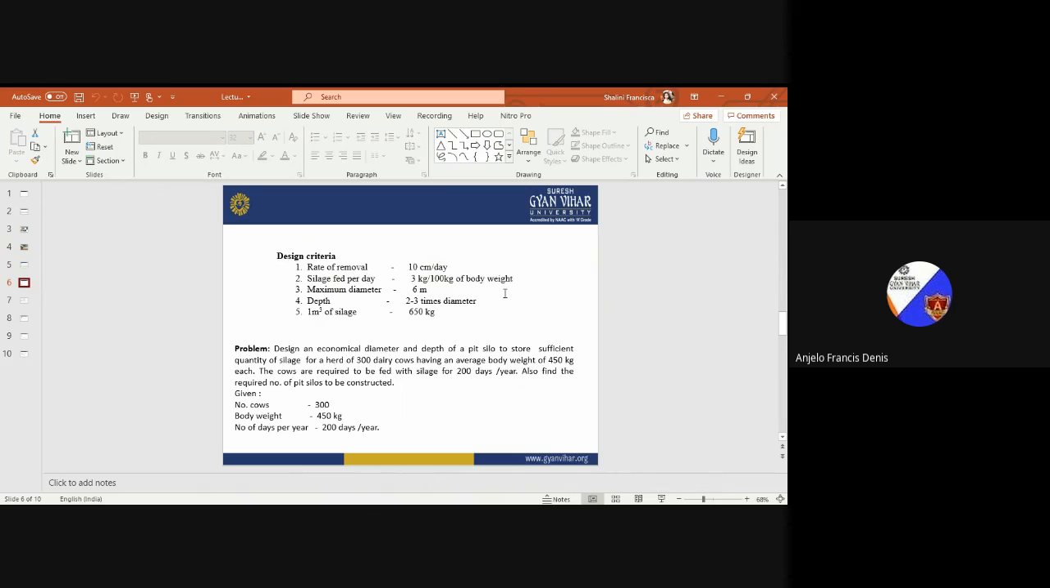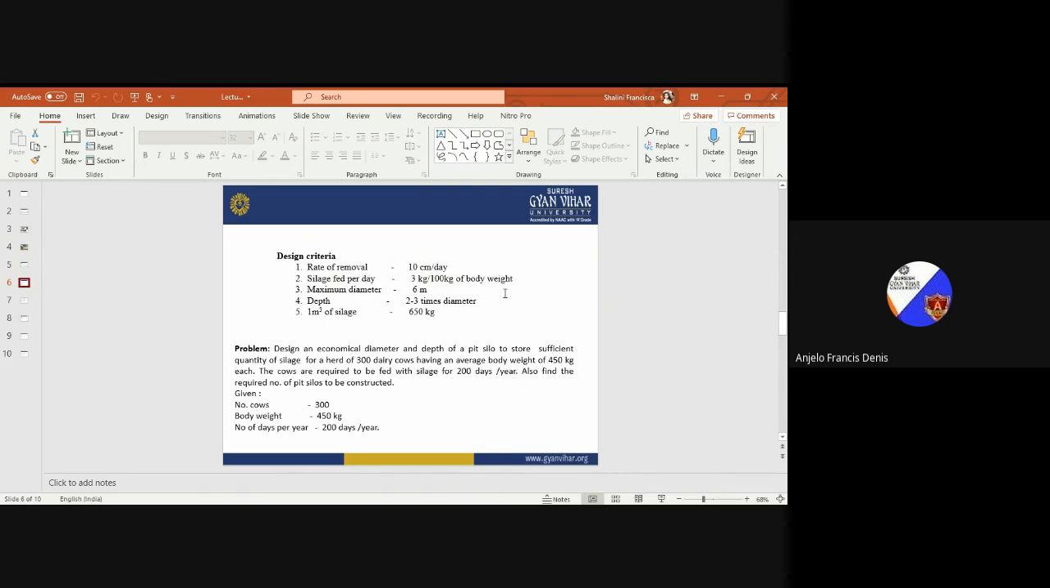So now there is a problem. Design an economical diameter and depth of a pit silo to store sufficient quantity of silage for a herd of 300 dairy cows, having an average body weight of 450 kg each. The cows are required to be fed with silage for 200 days per year, and also find the required number of pit silos to be constructed.